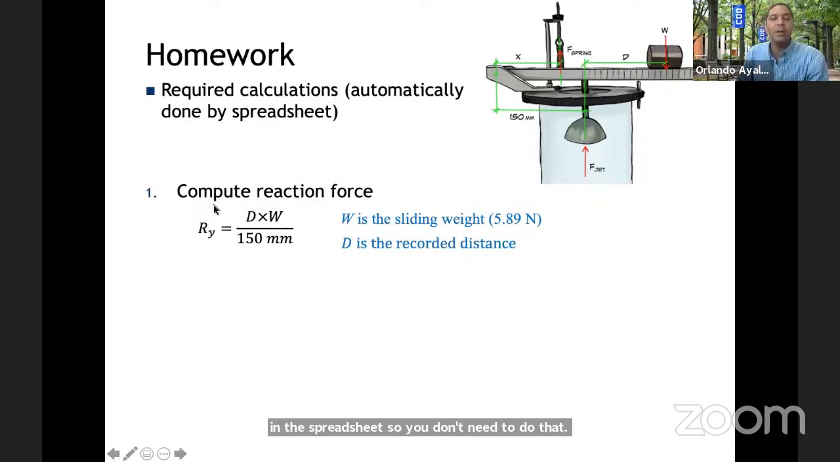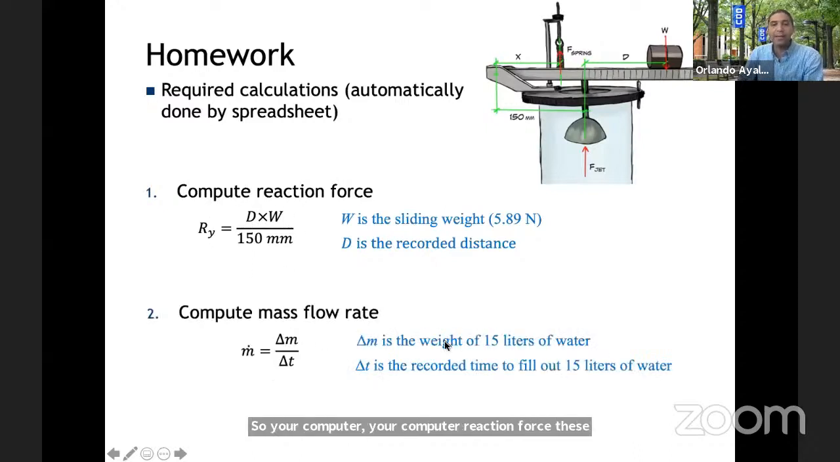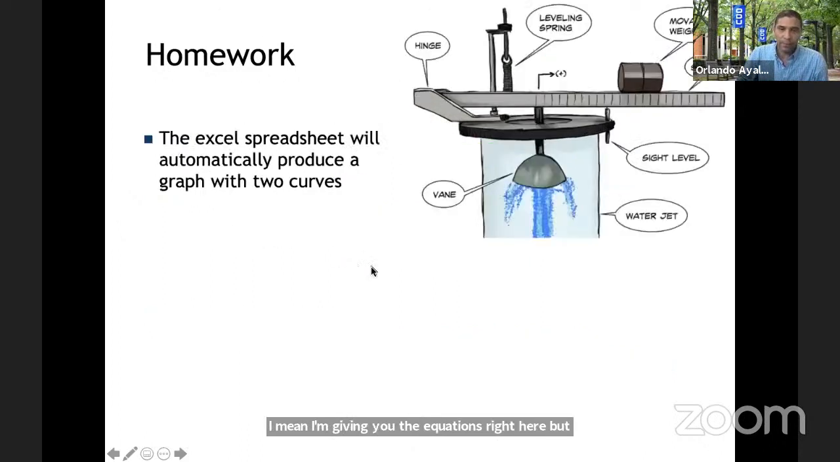It computes the reaction force based on the recorded distance, this distance right here, so how far the weight is from the hemispherical plate, the hemispherical vane. So you compute the reaction force this way, and you compute the mass by taking the time to collect 15 liters of water. And the weight of 15 liters of water is given in the video. I'm giving you the equations right here, but in reality, you don't need them.